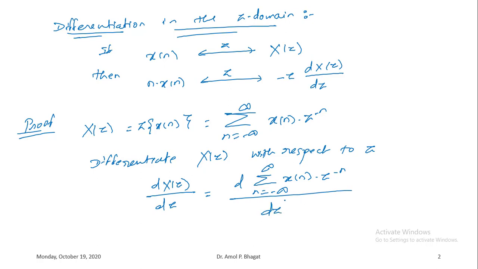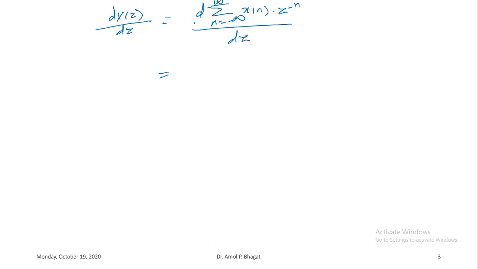Okay, so I will rewrite this last equation, that is derivative of X of z with dz is equals to derivative of summation n is equals to minus infinity to infinity x of n into z to the power minus n with respect to dz. Okay, but here as we are taking the derivative with respect to the variable z, so this x of n will be a constant here, right? So only we have to take the derivative of z to the power minus n. So we can take this summation of x of n outside of this derivative, so derivative of z to the power minus n with respect to dz.